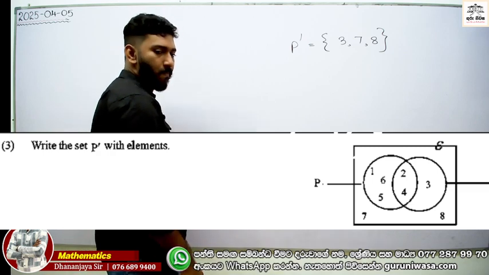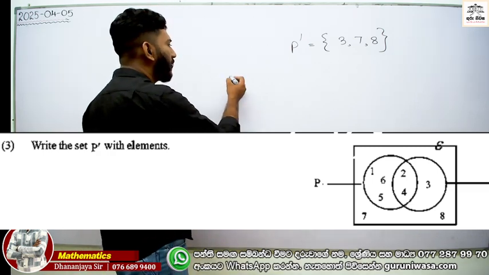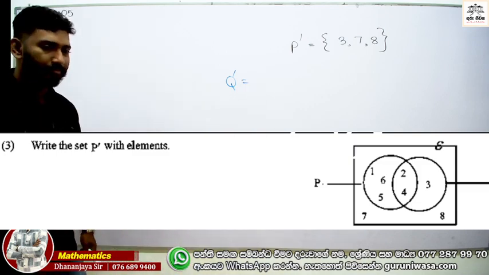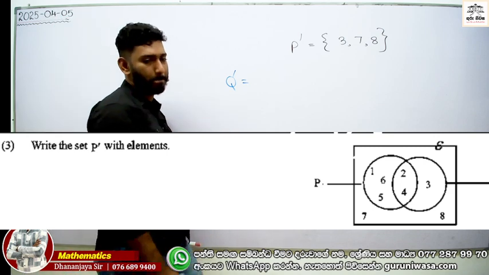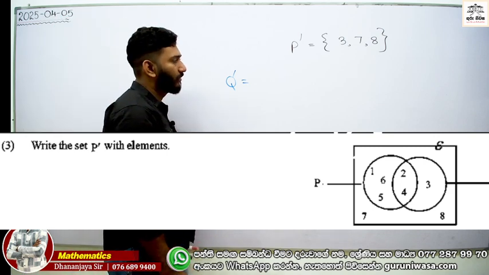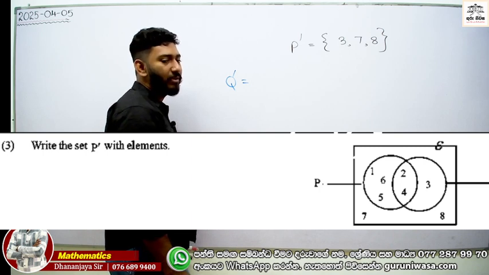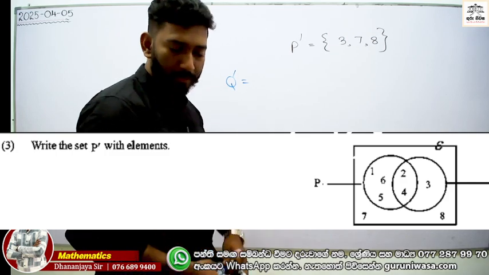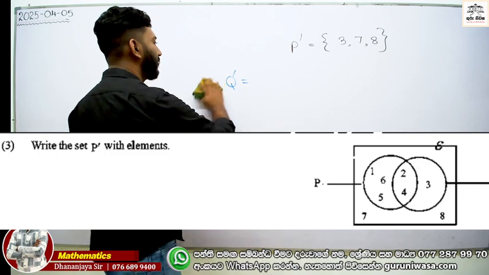Right? Tell me the answer for Q dash. Q dash, what is the answer? 1, 6, 5, 7, 8. Very good, very good. 1, 6, 5, and 7, and 8. There are 5 elements, right? Except Q, we have to write the remaining ones.